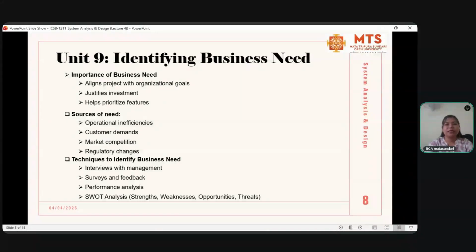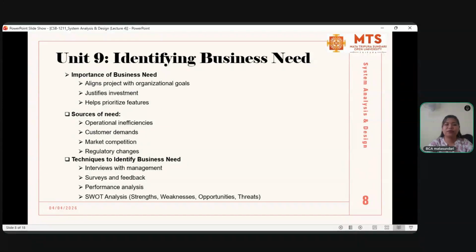Next, identifying business needs. Importance of business needs: we'll understand the importance of business needs. Align the project with organizational goals, justify investment, help prioritize features. Source of needs: what is the source of needs in business? We have to identify operational inefficiencies, customer demands, market competition, regulatory changes. These are the main sources of business needs.